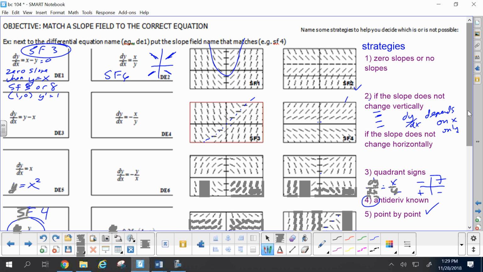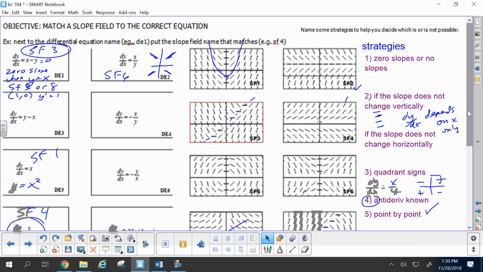That's a good one. That's definitely not parabolas. That's got a crazy thing going on here. So that would tell you right away that differential equation 5 must be slope field 1. All right, that's enough. Match them all up, and we'll go over them in a minute.